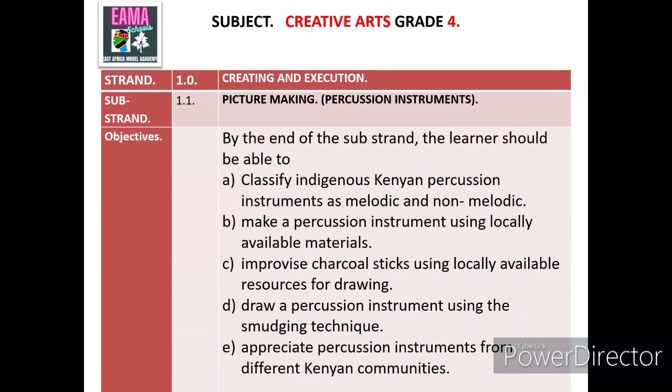Objectives: By the end of the substrand, the learner should be able to: A. Classify indigenous Kenyan percussion instruments as melodic and non-melodic. B. Make a percussion instrument using locally available materials. C. Improvise charcoal sticks using locally available resources for drawing. D. Draw a percussion instrument using the smudging technique. E. Appreciate percussion instruments from different Kenyan communities.